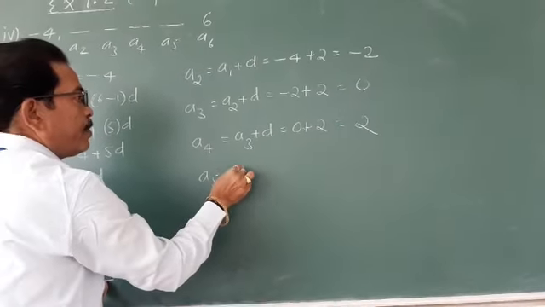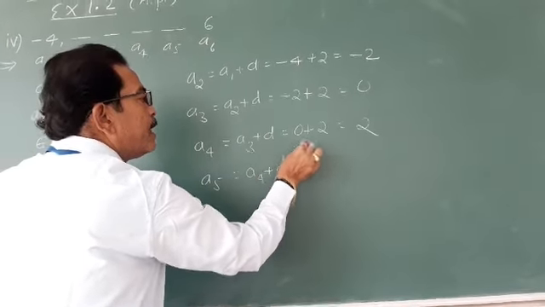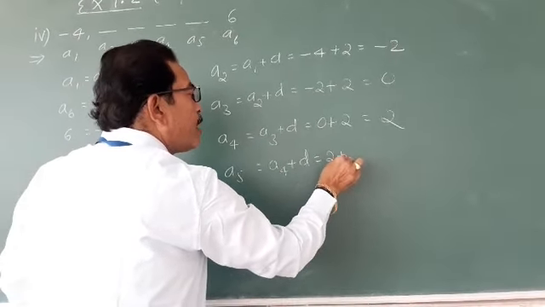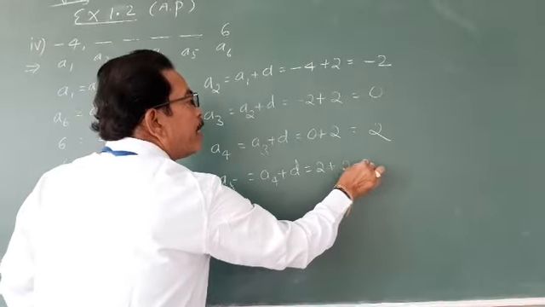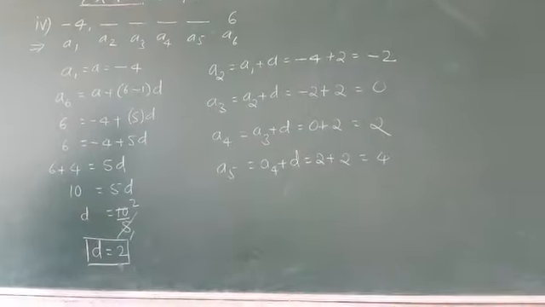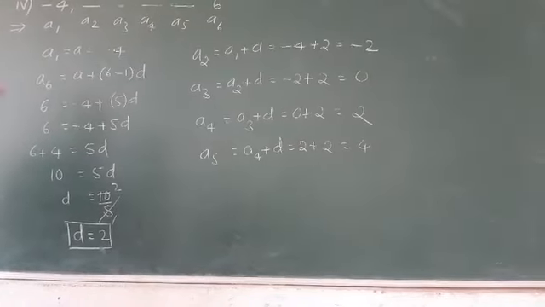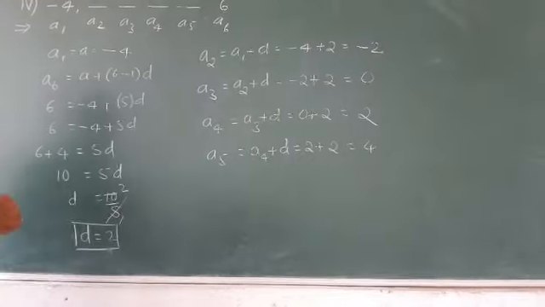Then A5 equals A4 plus D. A4 is 2 plus 2, that equals 4. The common difference is 2. Therefore, -2, 0, 2, 4 are the terms.